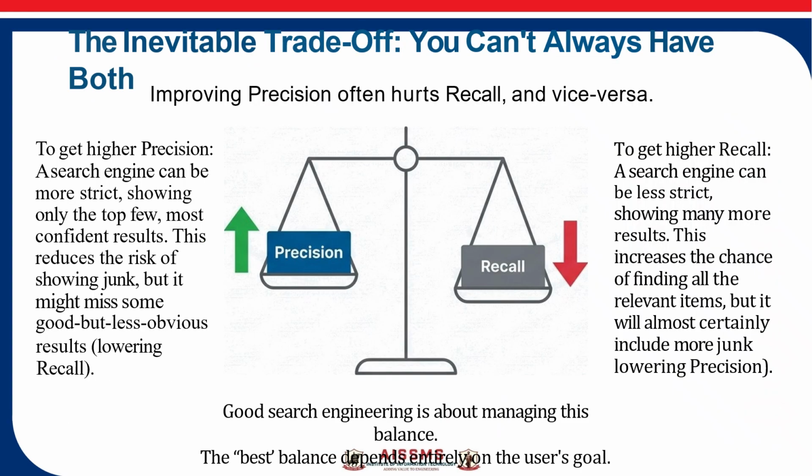In search engineering, there is an inevitable trade-off. You usually can't have 100% of both. To get higher precision, an engine can be stricter, showing only the most confident results, but it might miss good but less obvious pages. To get higher recall, an engine can be less strict, showing more results to ensure it catches everything, but this almost certainly introduces more junk which lowers precision.